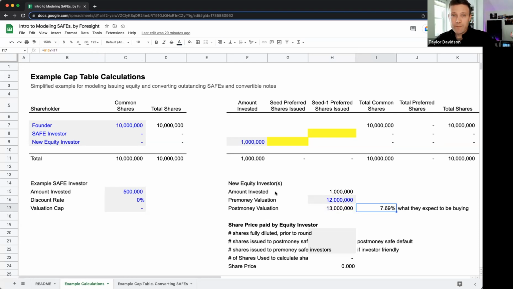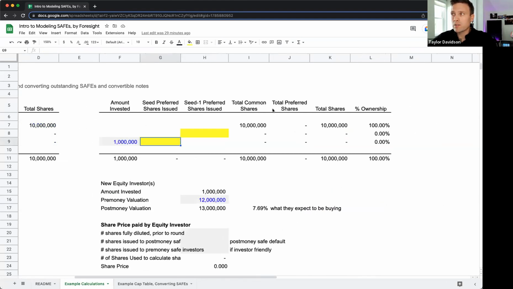Now, let's actually see how that impacts the actual cap table. What I have here is a post-financing cap table, with a couple of key columns. One is the amount that's actually invested in the round. One is a column for, I'm assuming this is a C round, but it doesn't really matter, the preferred shares issued to the equity investor. And I have a separate column for the C1, or the preferred shares issued to the safe investor.